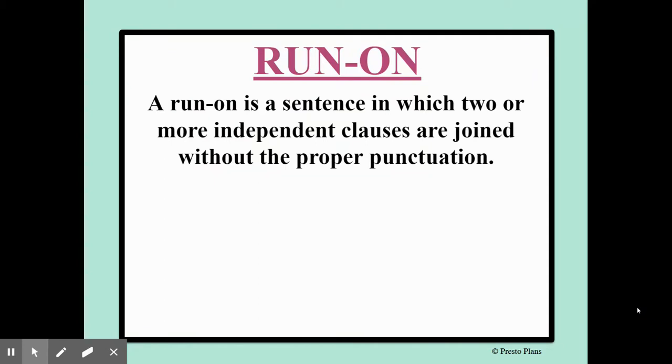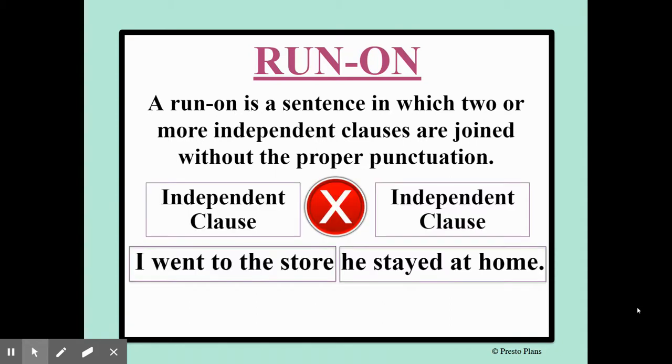A run-on is a sentence in which 2 or more independent clauses are joined without the proper punctuation. For example, I went to the store, he stayed at home. Here we have 2 complete independent clauses, but it is considered a run-on because it is missing the proper punctuation.